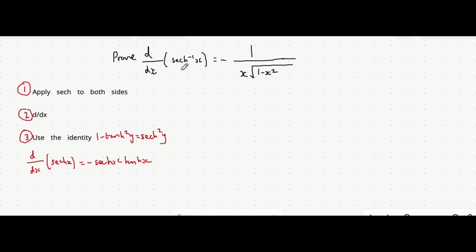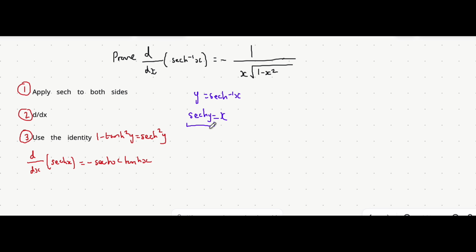So to start with, the function that we are differentiating, we're going to introduce that as just y. So let y equal the inverse of sech x. We're then going to apply sech to both sides of this expression. When you apply it to the left-hand side, you'll be left with just sech y. When you apply it to the right-hand side, it cancels out with the inverse sech, leaving you with just x on the right-hand side. We're then going to differentiate both sides with respect to x.